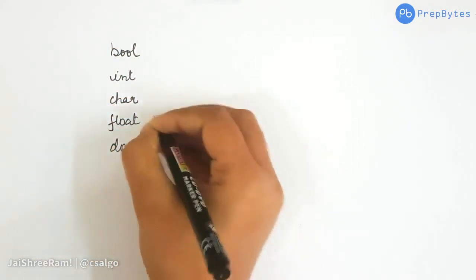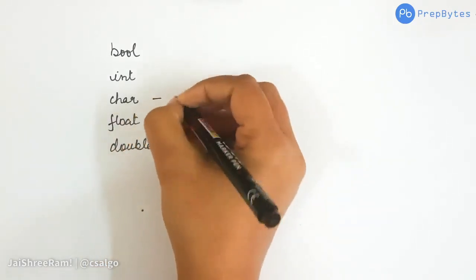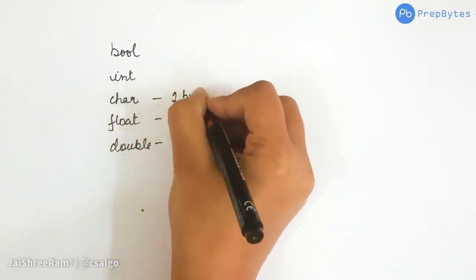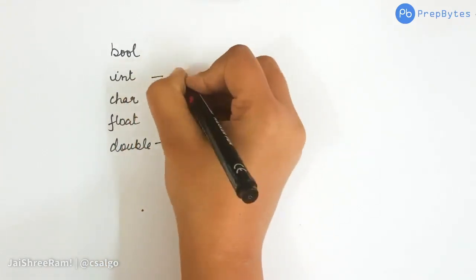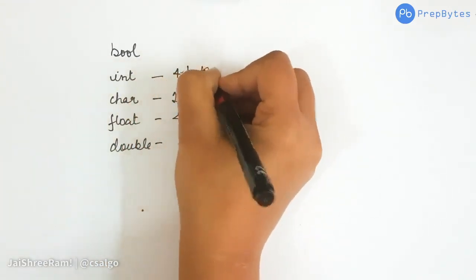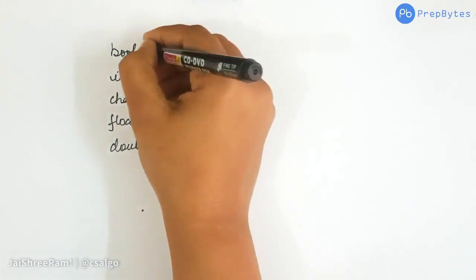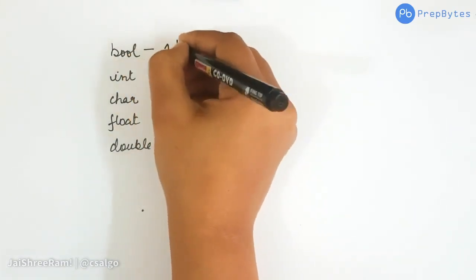So let's say this is 8 bytes, this is 4 bytes, this character is 1 byte as we have seen. The integer, let's say we are taking integer as 4 byte considering a 32-bit operating system, and we know that Boolean has 1 byte.